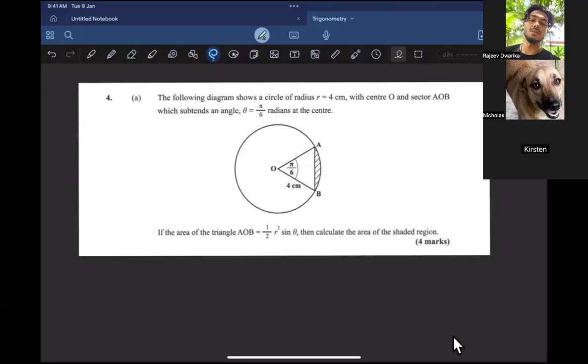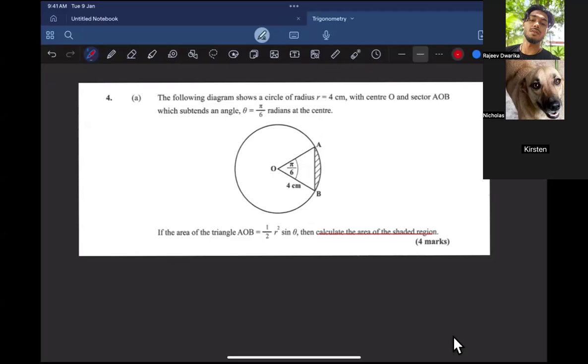They want us to figure out the area of what? They want us to find the area of the shaded region. How do you think I might go about finding the area of the shaded region? Find the area of the triangle first.